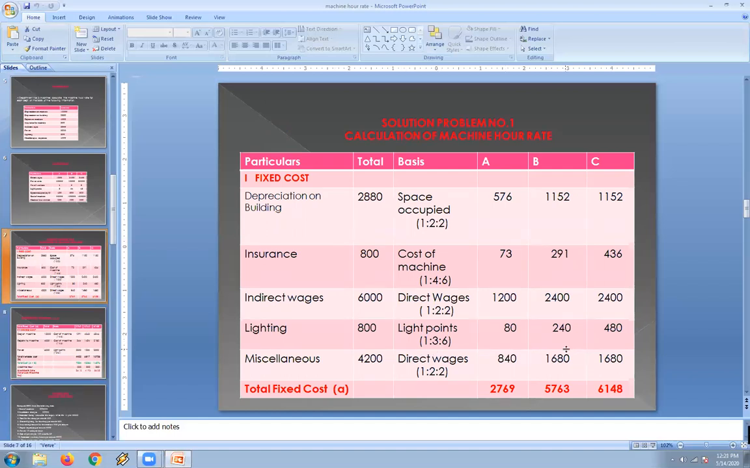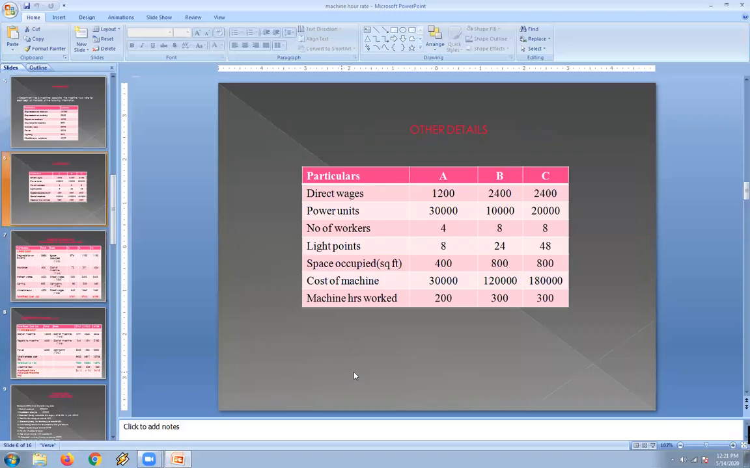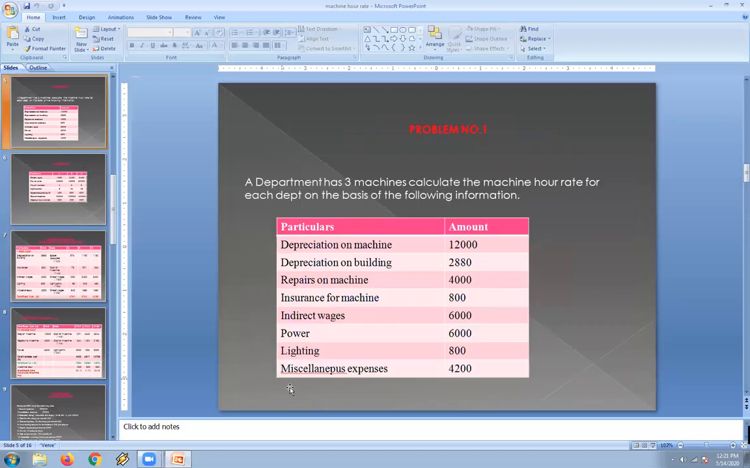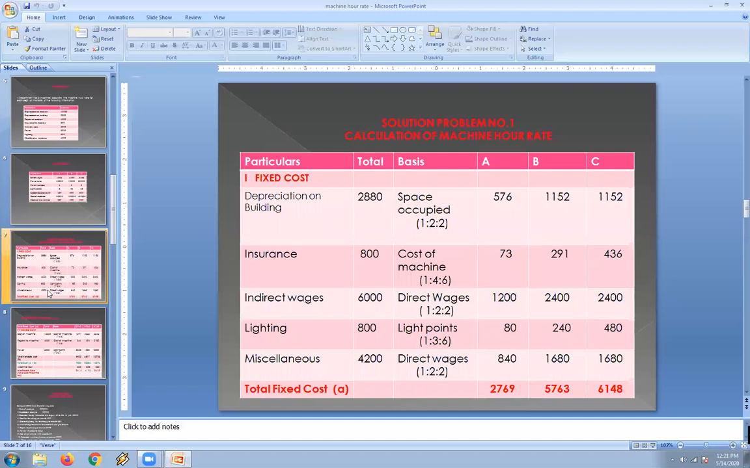The last one they have given is miscellaneous expenses. Again it is a fixed cost, 4,200. We have allotted it on the basis of direct wages, 1:2:2. The values will be 840, 1,680 and 1,680.